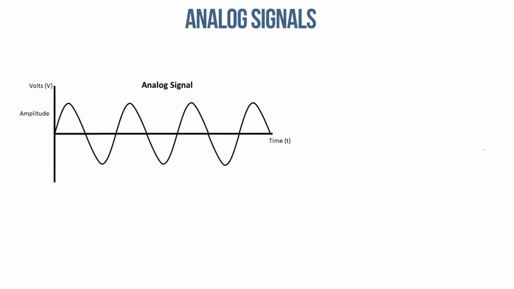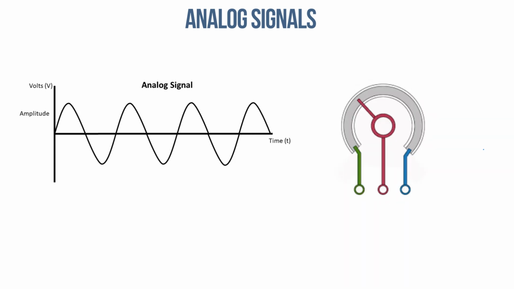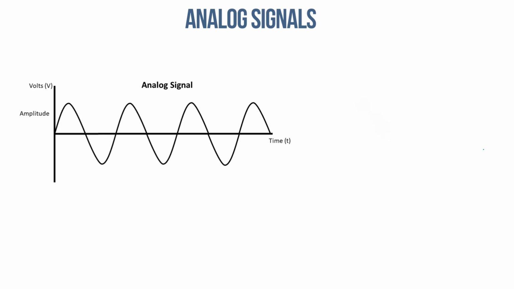Now, let's shift to analog signals. Unlike digital, analog signals have a continuous range of values. Imagine a dimmer switch. It's not just on or off, but can be anywhere in between. Analog signals smoothly vary over time, like temperature or the volume of music.